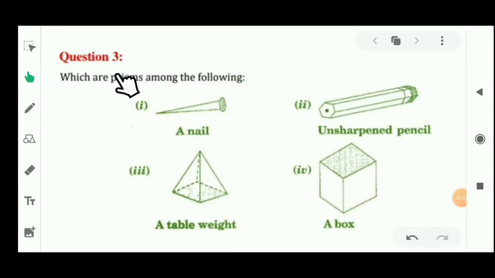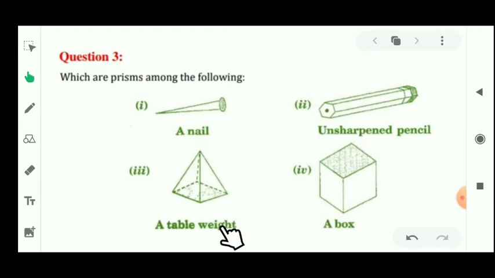Let's see, students, question number 3. The question number 3 is, which are prisms among the following figures? Let's see the first figure. The first figure is the nail figure. You can see its top and bottom are not the same, so it is not a prism. Let's see the second part. It is an unsharpened pencil, which means it is just like a new pencil. You can see in this pencil its top and bottom parts are the same, so it is a prism.